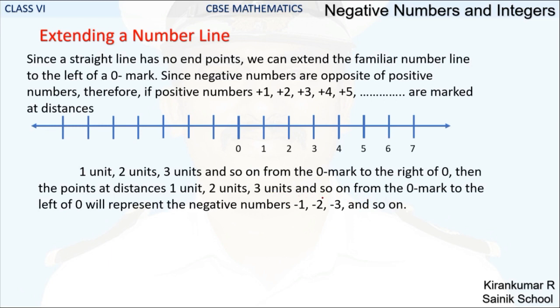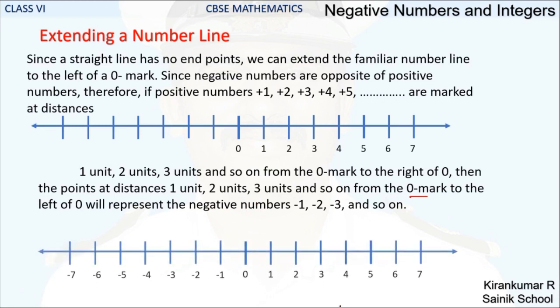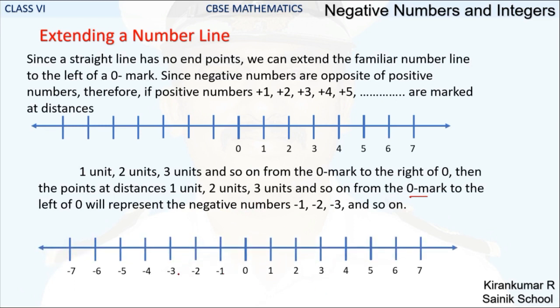then 1 unit, 2 units, 3 units and so on from the 0 mark to the left will be the negative numbers, and they are represented as -1, -2, -3, -4 and so on. Therefore, a number line can be extended on either side of 0.